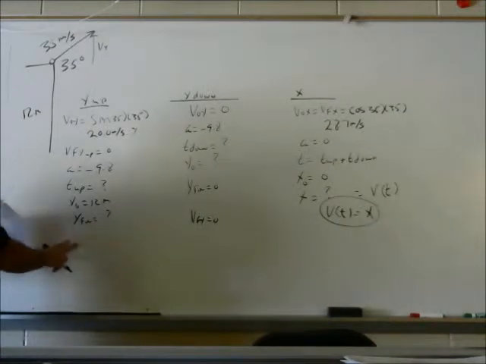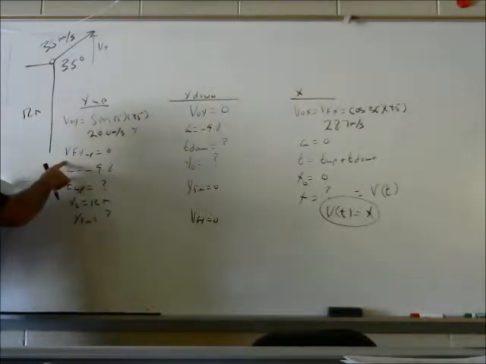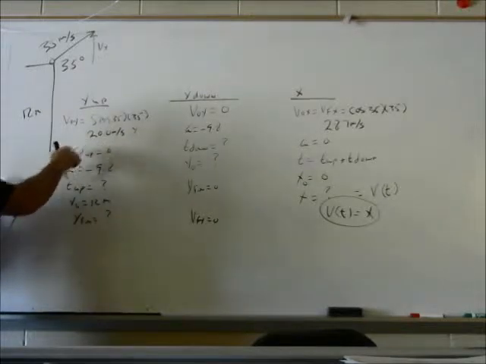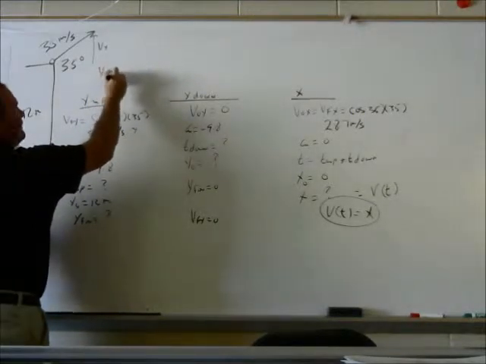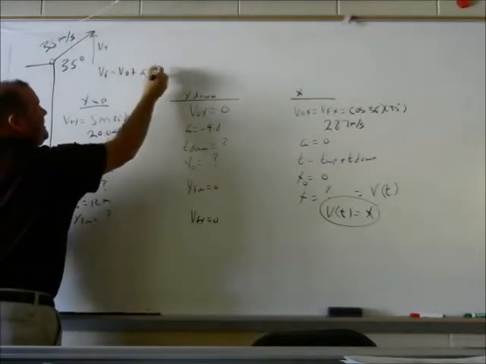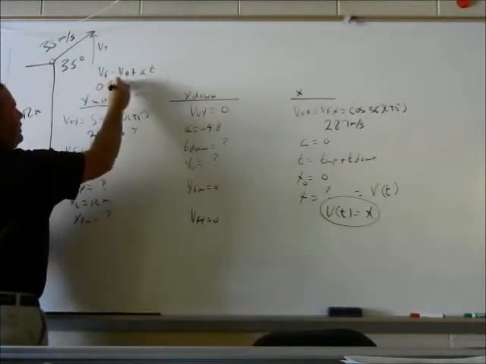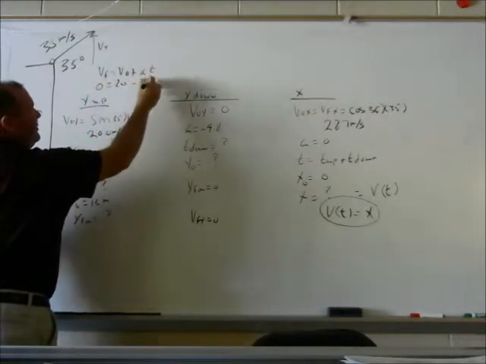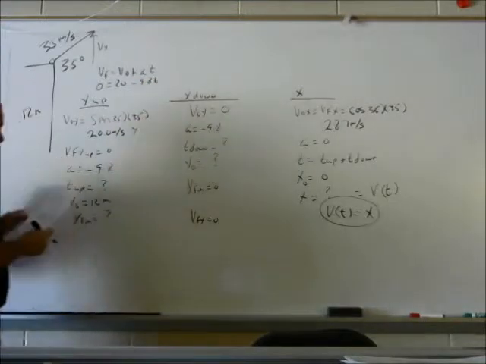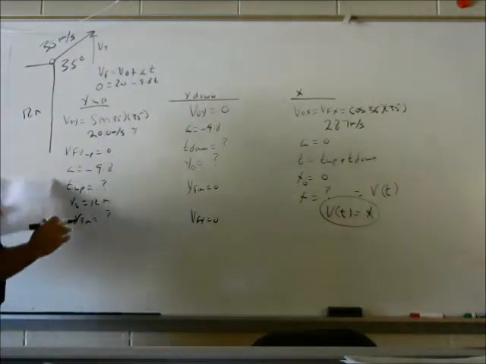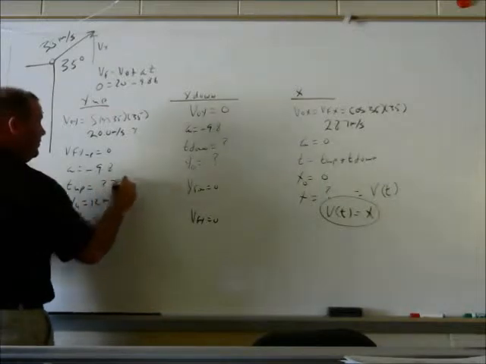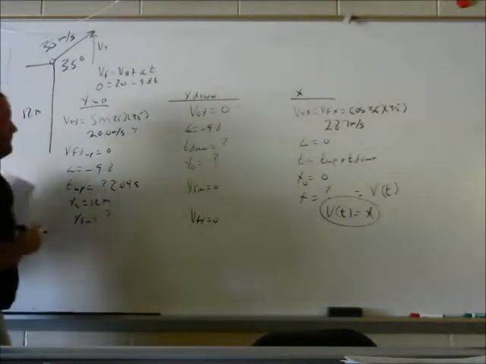In order for it to get up there and stop, my final velocity in y would be 0. So I start at 20. I can use Vf equals V naught plus at and say that 0 equals 20 minus 9.8t, and the time it takes to get to the top will then be 2.04 seconds.